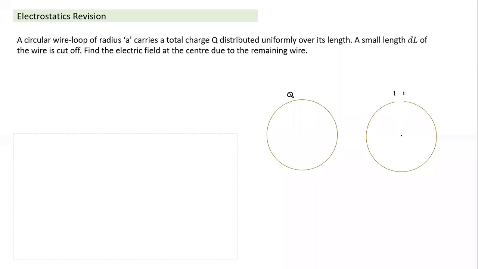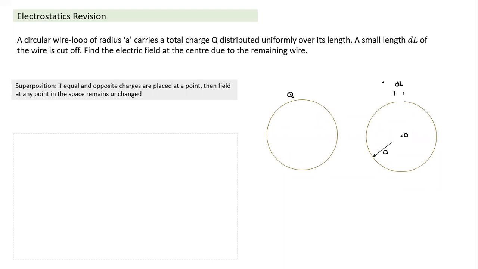We need to calculate the field at this point at the center, and its radius is given as a. Okay. So this case is based on which principle? This also can come in different forms, a very common kind of question. And the key point here is the principle of superposition. If equal and opposite charges are placed at a point, then the field at any point in the space does not change.